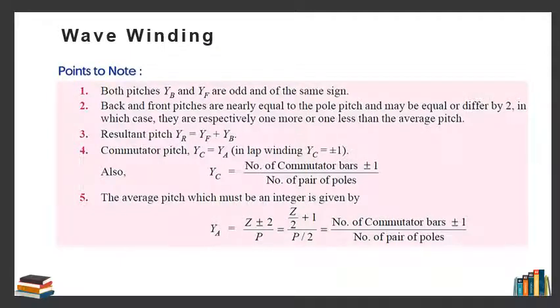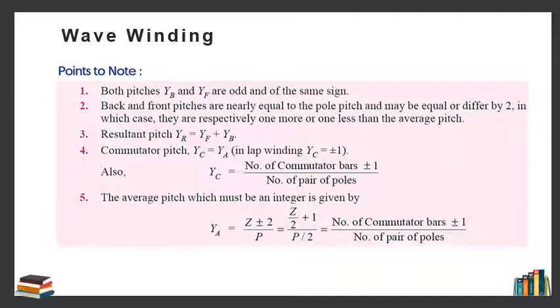Some important points related to wave windings. Number 1, both pitches YB and YF are odd and of the same sign. Number 2, back and front pitches are nearly equal to the pole pitch and may be equal or differ by 2, in which case they are respectively one more or one less than the average pitch.